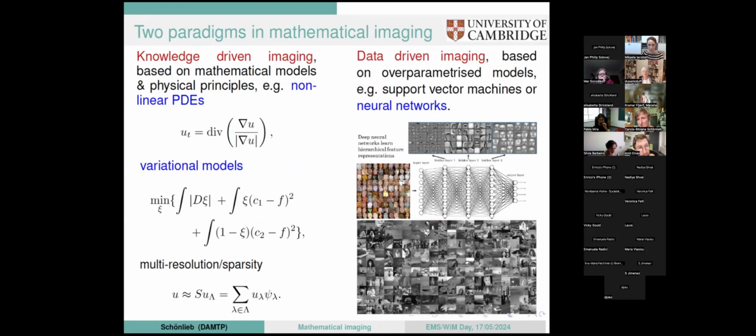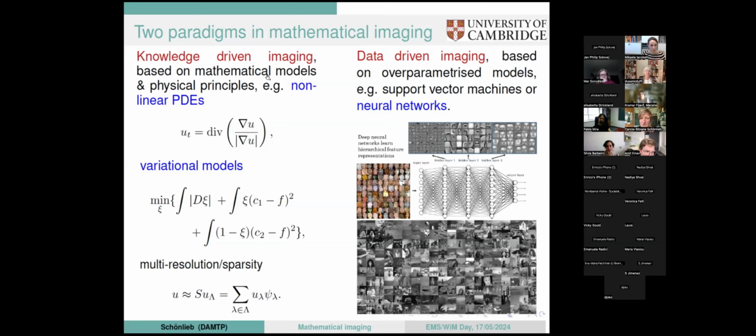So what are the different methods that people have developed with all of this in mind? There are roughly two paradigms that people have been following. I would say the left one is the more traditional mathematical one, which 99% of people in mathematical imaging were working on before deep learning came around.